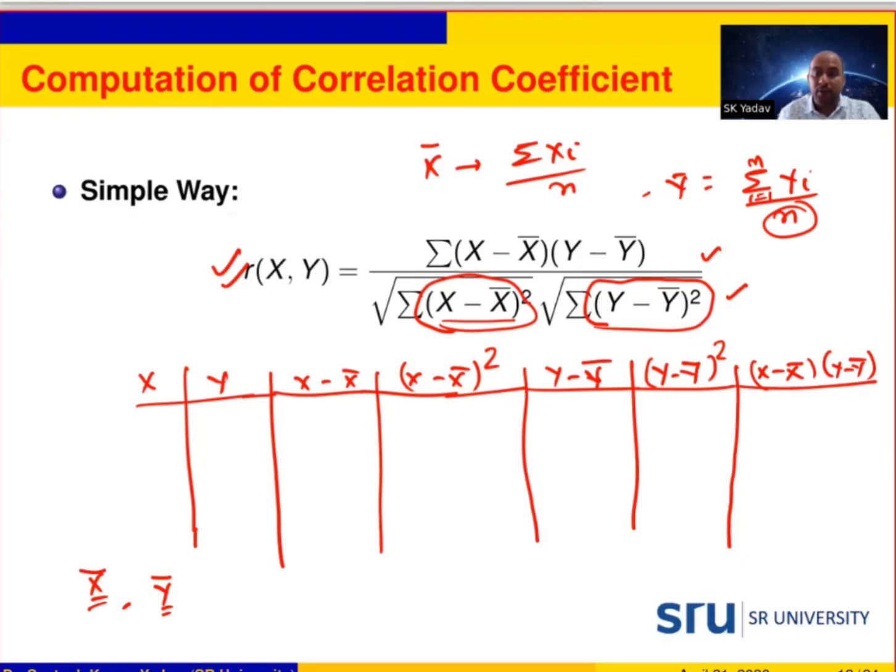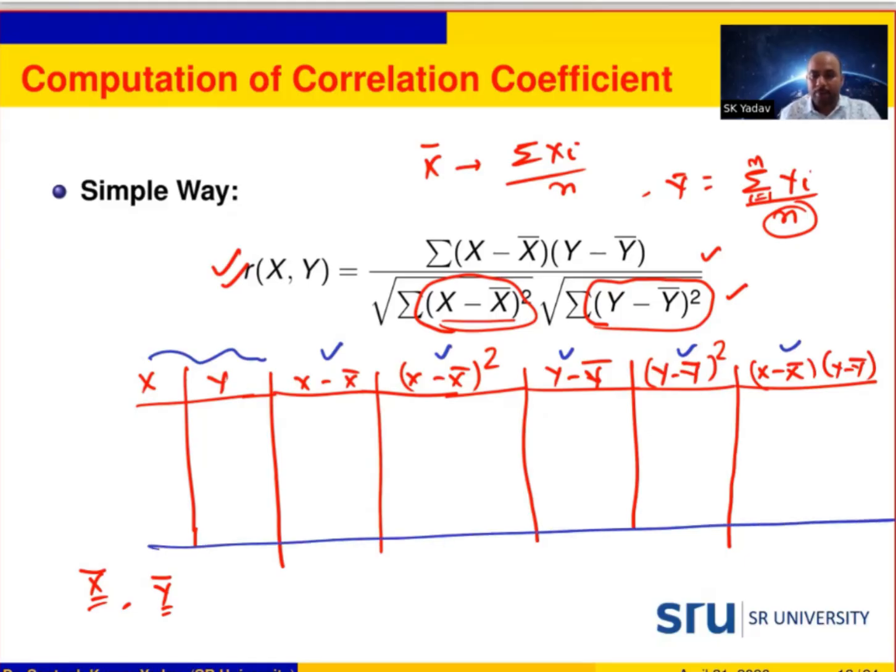So how many columns are we computing? You have to see here: first column, second, third, fourth, fifth. And these two are the given data points. So 5 columns we are computing. And then lastly, I will take the sum of all these columns.